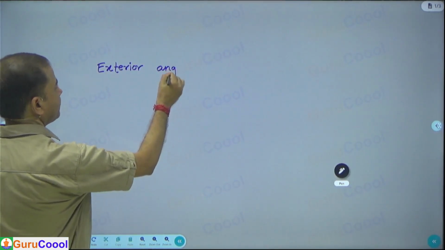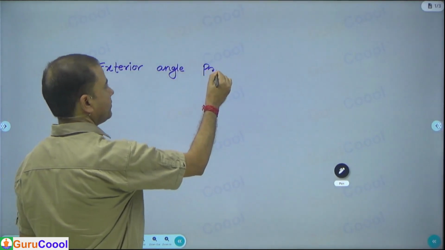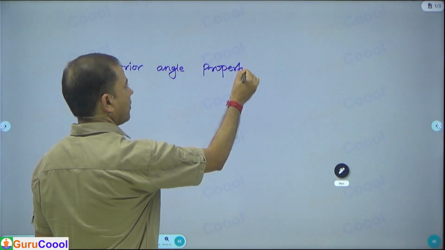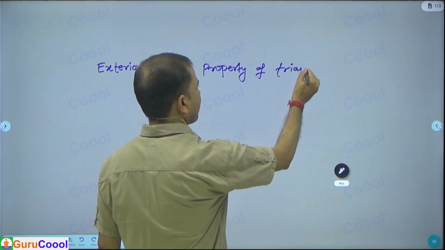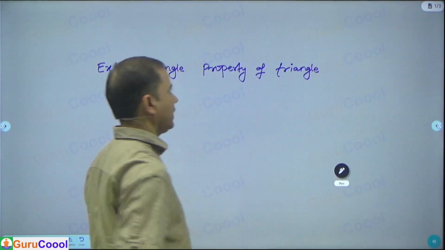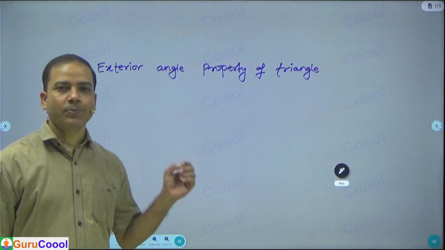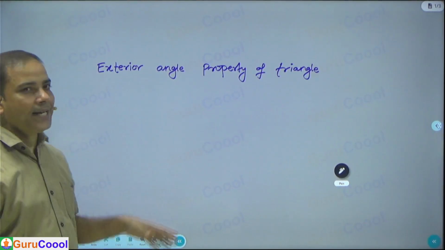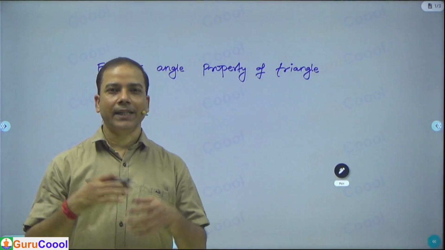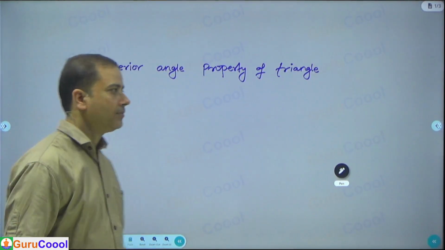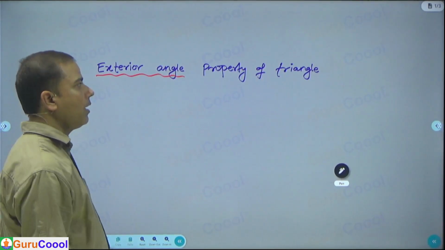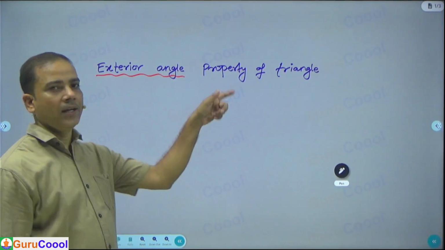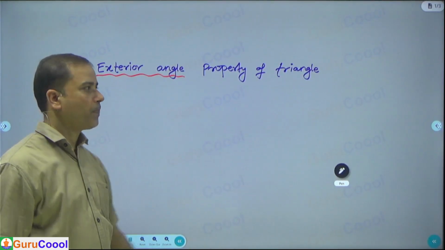Exterior angle property of triangle. What does this property say? Before understanding this property, let us understand what is exterior angle. First, we will understand what is exterior angle of a triangle. Then we will see what is exterior angle property of a triangle.